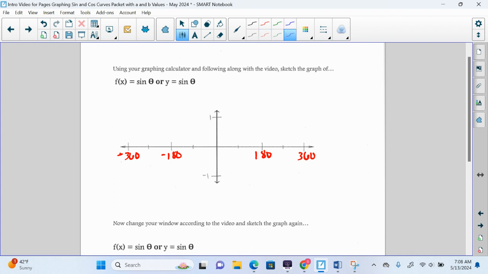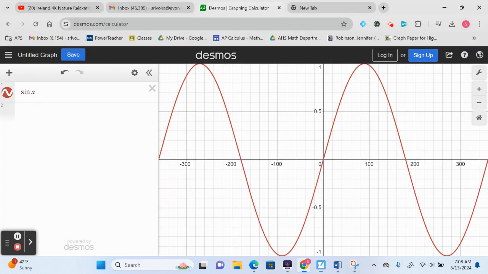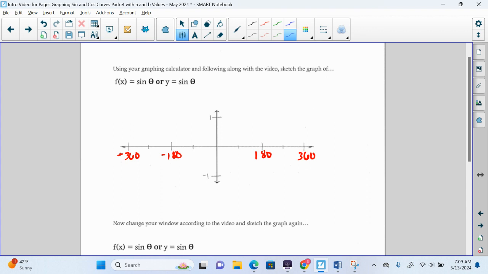So what I'd like you to do is look on your calculator. We're going to try to copy this from your calculator right onto your paper. It does not have to be perfect. Don't worry about it. We're just getting the basic sine graph. I'm not even super worried about it.